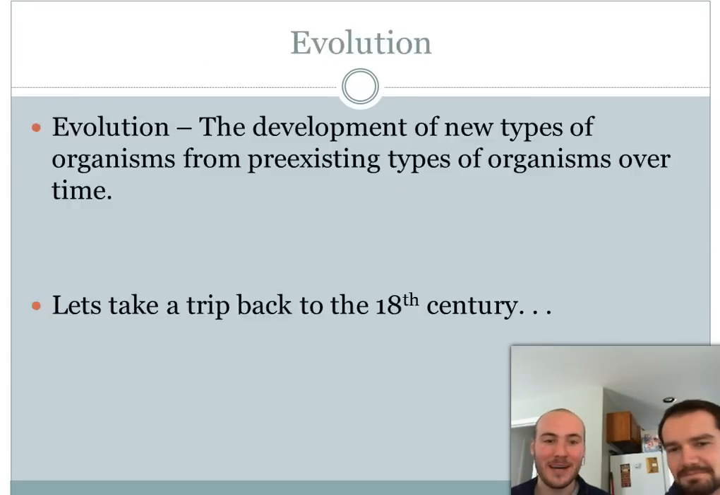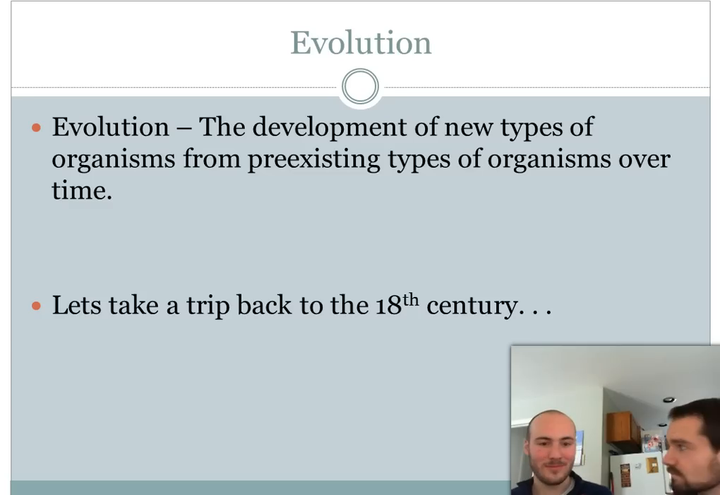Anyway, so evolution, as I've kind of alluded to, is a big concept. We're going to take several videos to go over this. But your baseline definition for evolution is the idea that all life on Earth descended from a previous type of life on Earth. Nothing just shows up out of the blue. Okay?